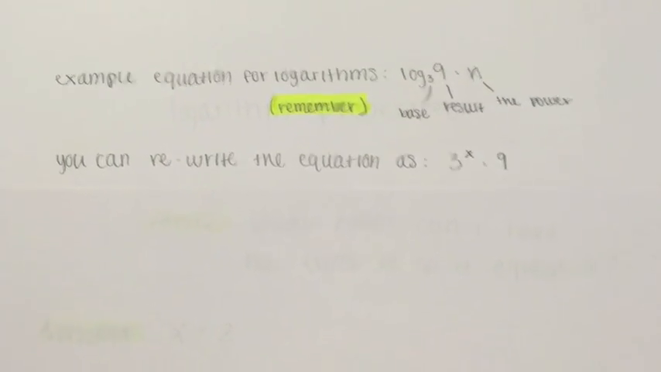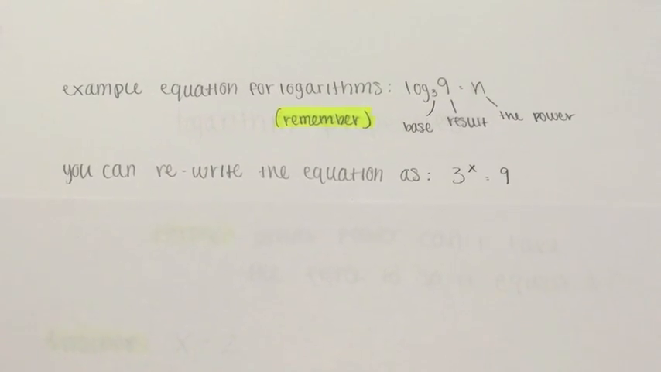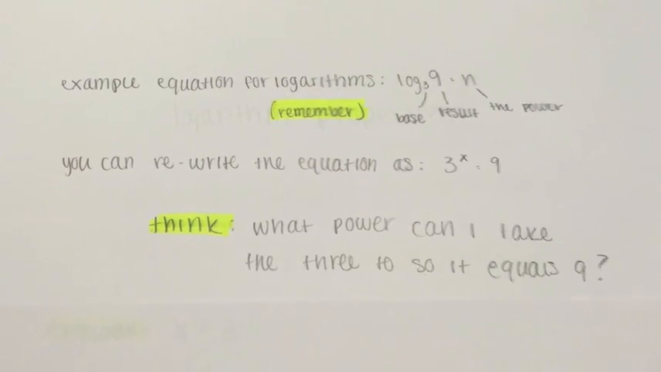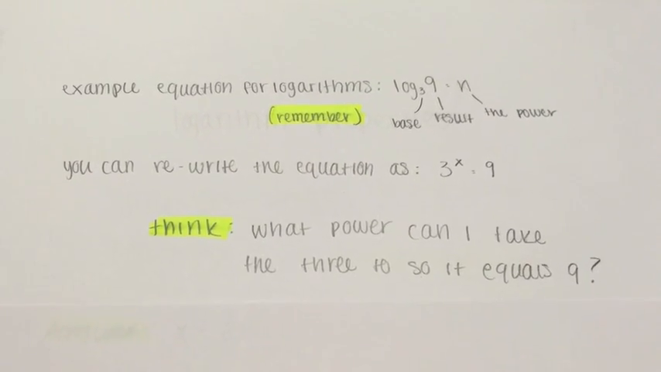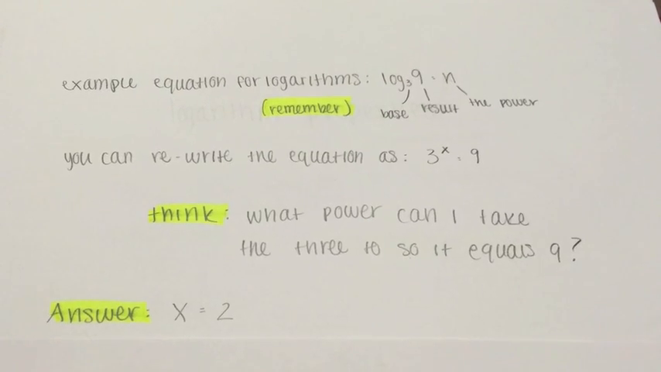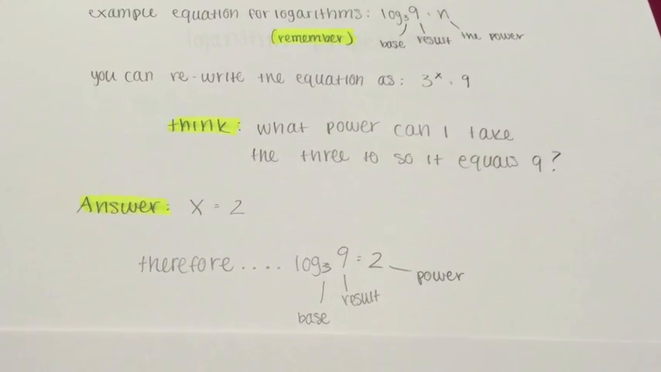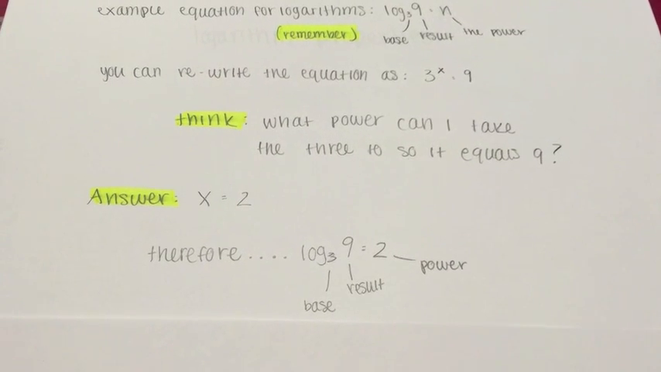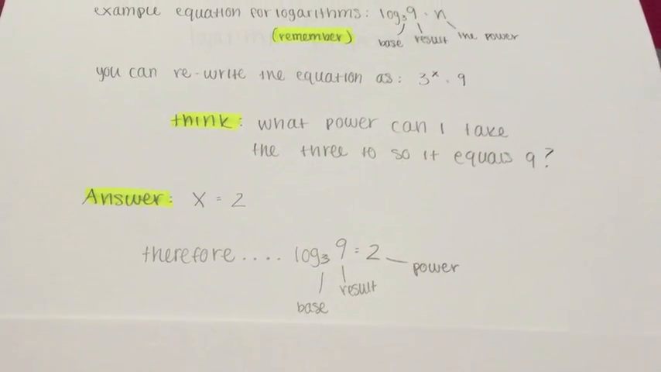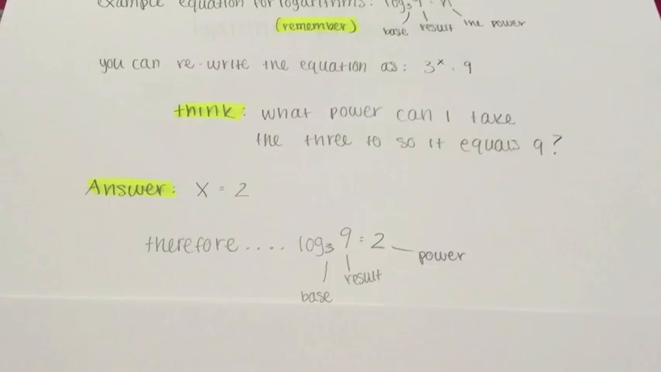You can rewrite the equation as 3 to the power of x equals 9. And then you think, what power can I take the 3 to so it equals 9? The answer is 2. Therefore, log base 3 of 9 equals 2. 3 is the base, 9 is the result, 2 is the power.